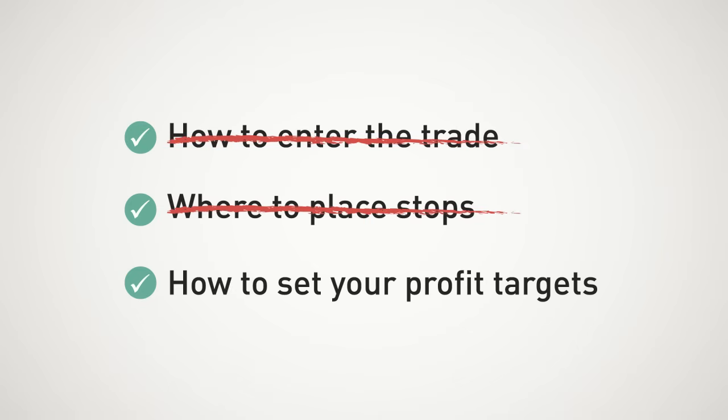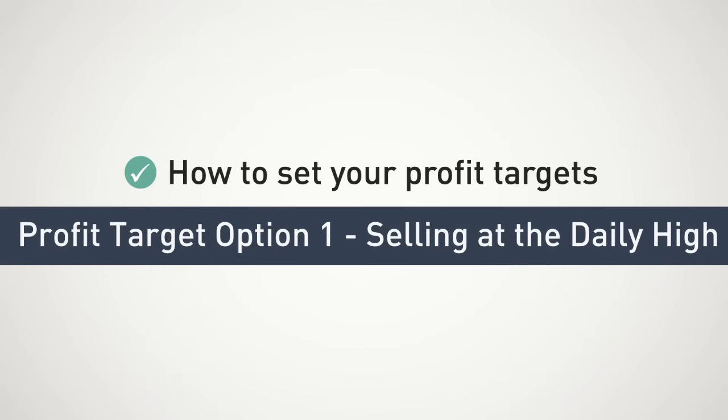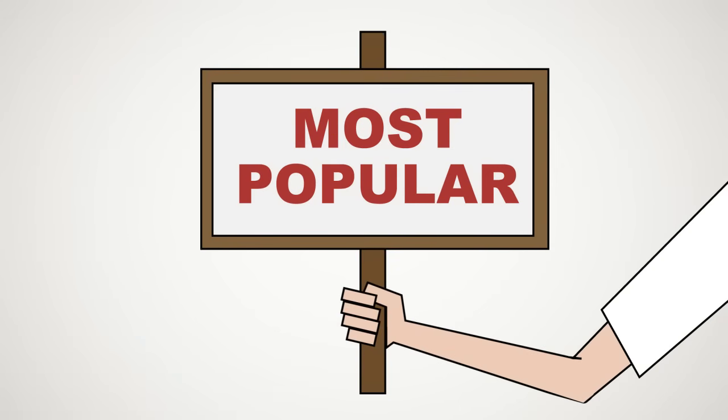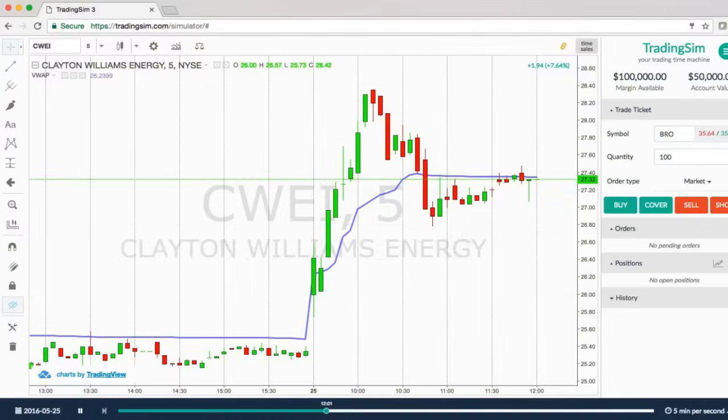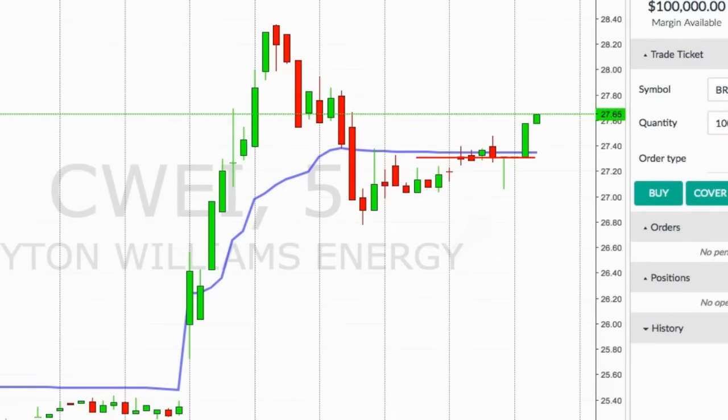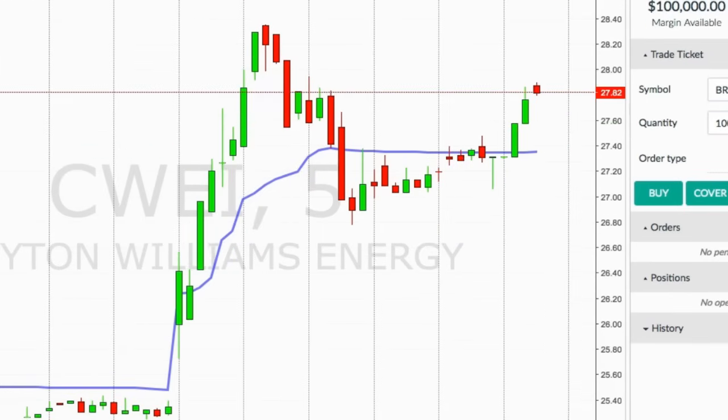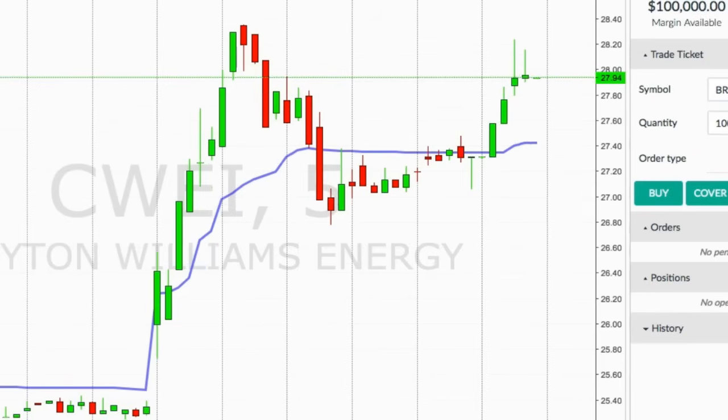Now let's talk about setting a target for your VWAP trade so you can lock in those gains. There are a few ways to determine your profit potential on each trade. Profit target option 1, selling at the daily high. This is the most popular approach for exiting a winning trade for seasoned day trading professionals. After entering the trade, you place your stop below the most recent low and then look to the high of the day to close the position.